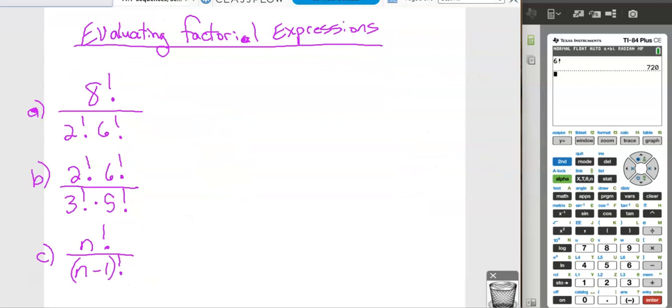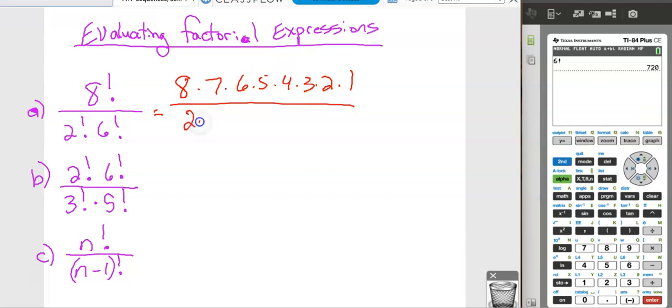And then if I wanted to evaluate factorial expressions, again, you could plug all this into your calculator, but it's actually quite easy if you don't. So 8 factorial, just understand what that means. 8 times 7 times 6 times 5 times 4 times 3 times 2 times 1. 2 factorial is 2 times 1. 6 factorial is 6 times 5 times 4 times 3 times 2 times 1.